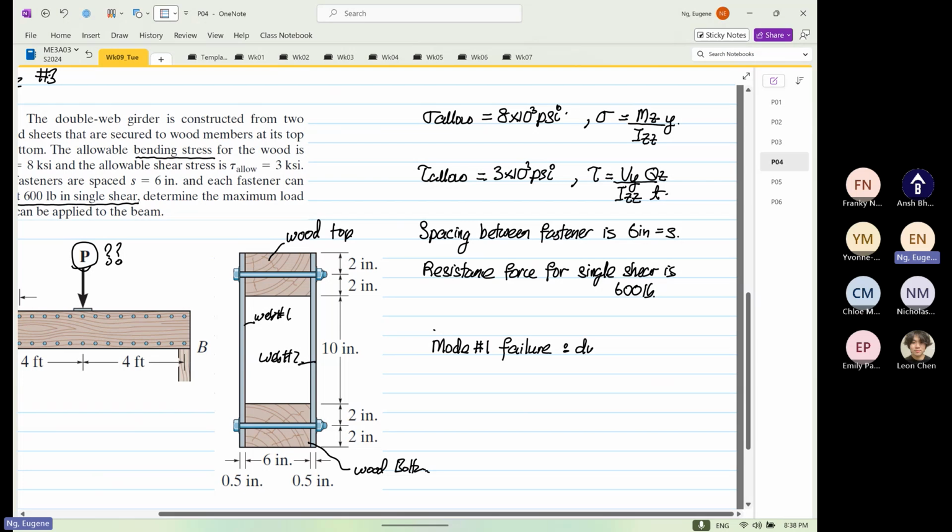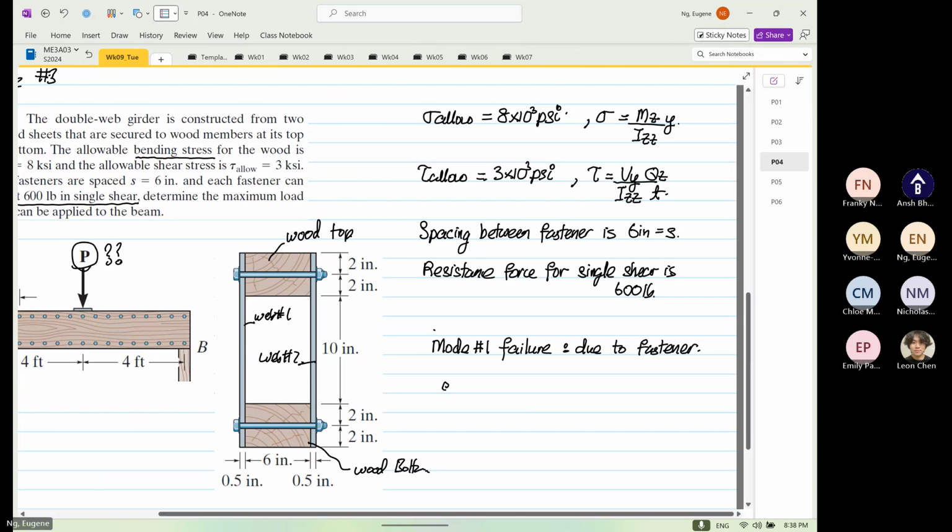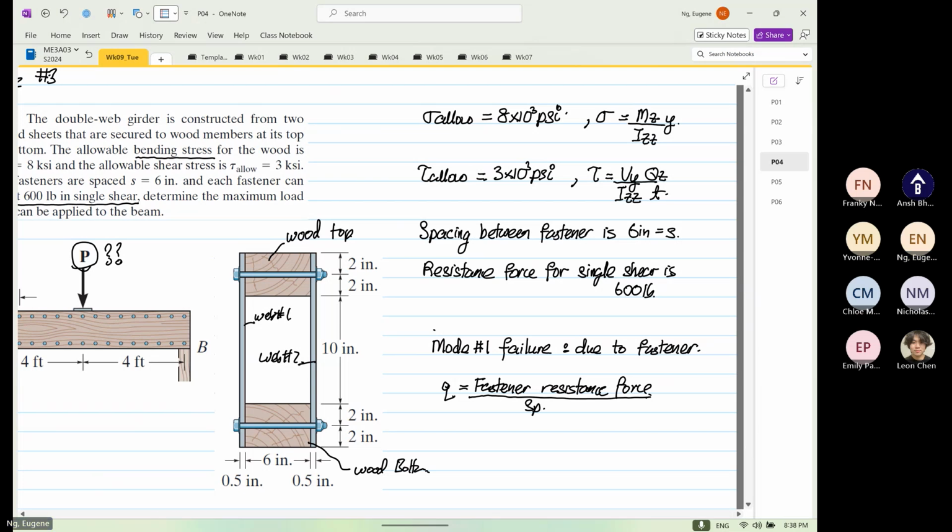Okay, due to fastener. So if due to fastener, what is given to us will be Q. Right, the formula. So Q is equal to fastener resistance force, and then we're going to divide by spacing. And if you look at our cross section over here, right?